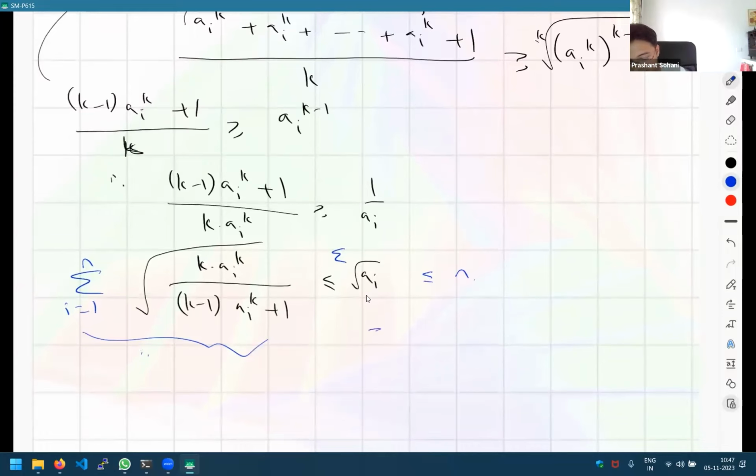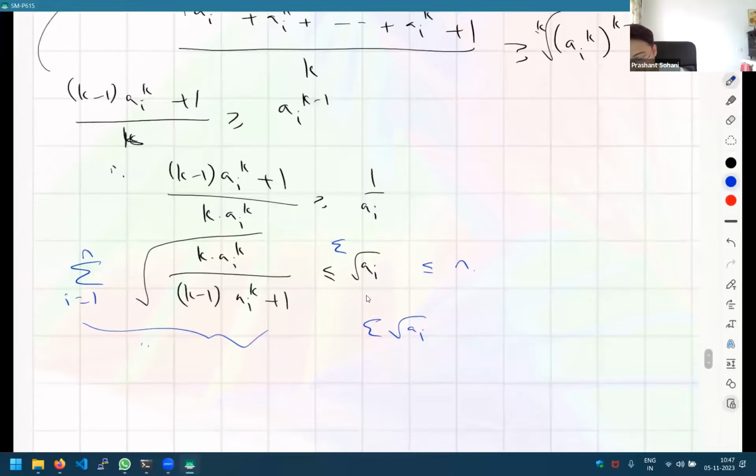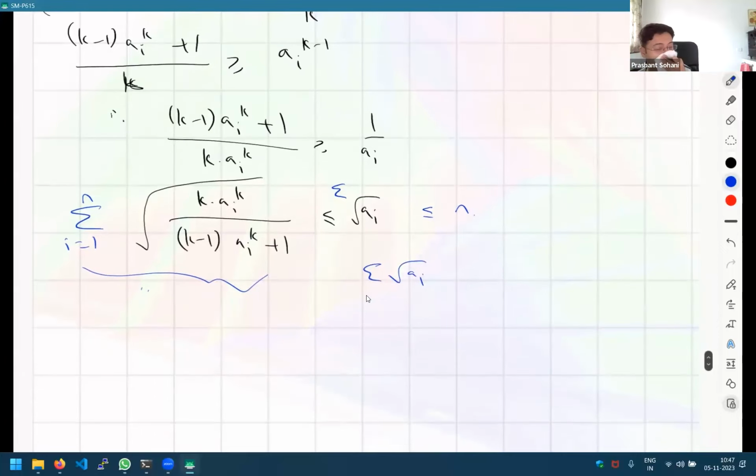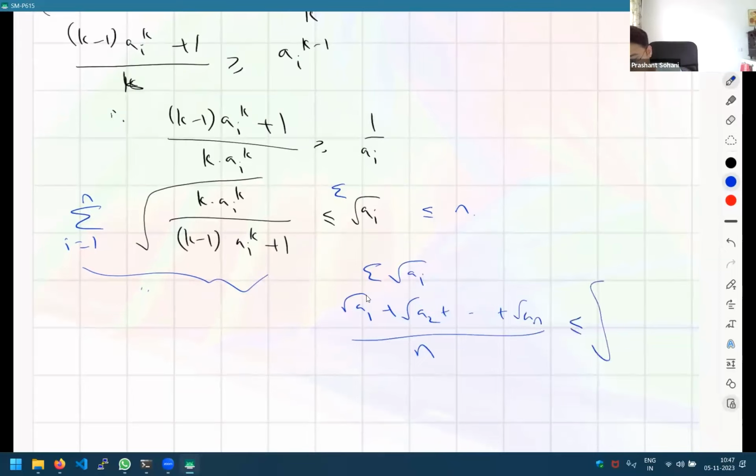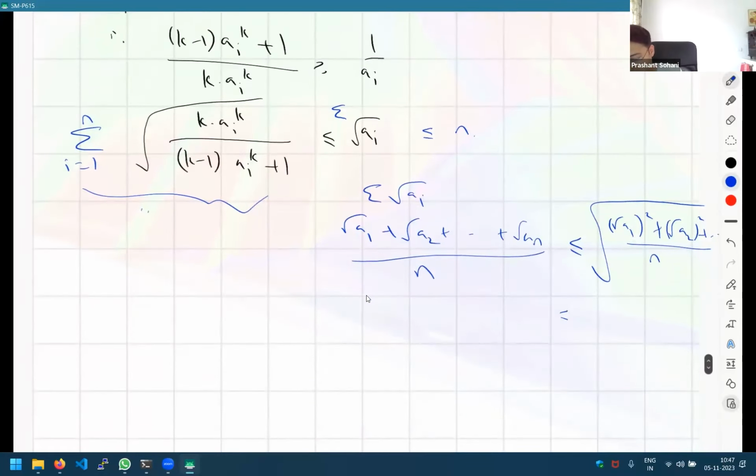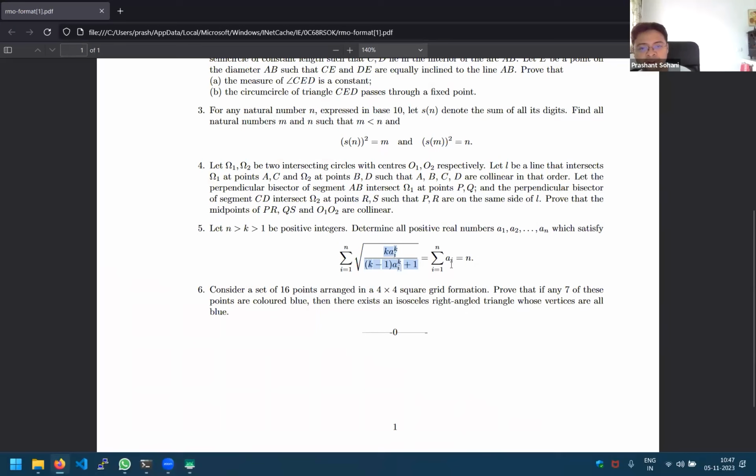Okay, that is by sigma root ai. You can apply the AM-RMS inequality, like for example, (root of a1 plus root of a2 plus root of an) whole upon n will be less than or equal to the square root of the sum of the squares of all of this, so root of a1 squared plus root of a2 squared, etc., upon n, which is nothing but 1. Because this is simply a1 plus a2 plus an, and that a1 plus a2 plus an is given to be n.